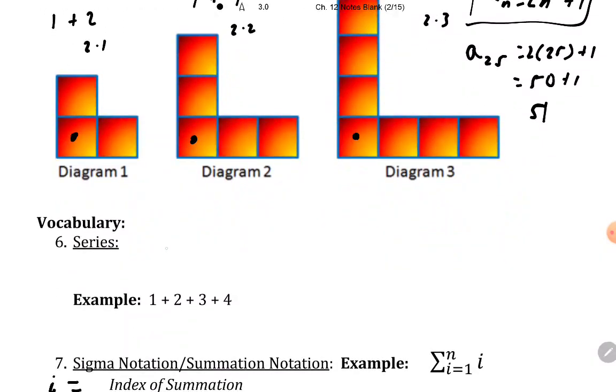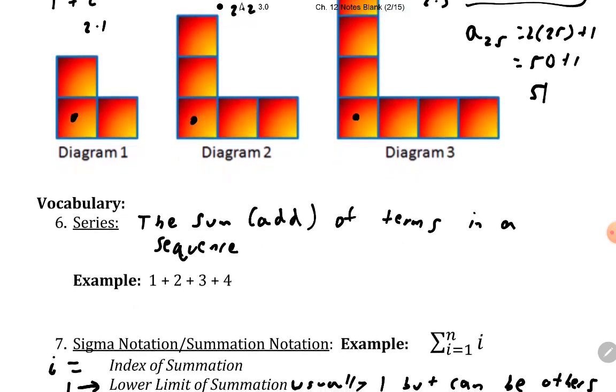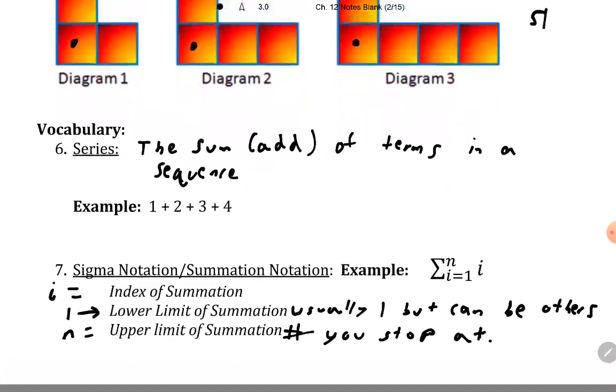A series is the sum, and remember sum is addition, of terms in a sequence. So for example, 1 plus 2 plus 3 plus 4. And you have infinite series, 1 plus 2 plus 3 plus 4 plus 5, and finite.